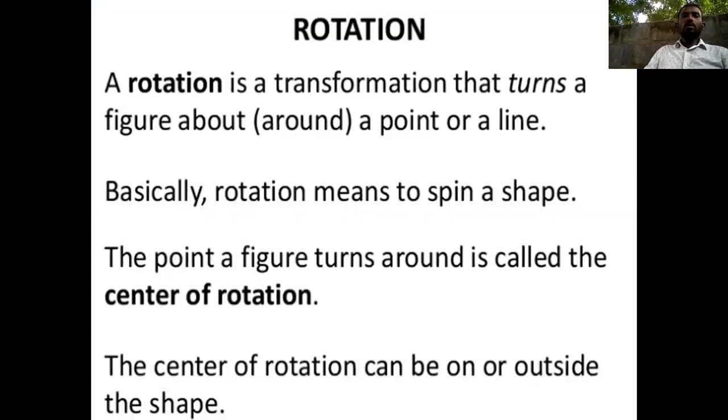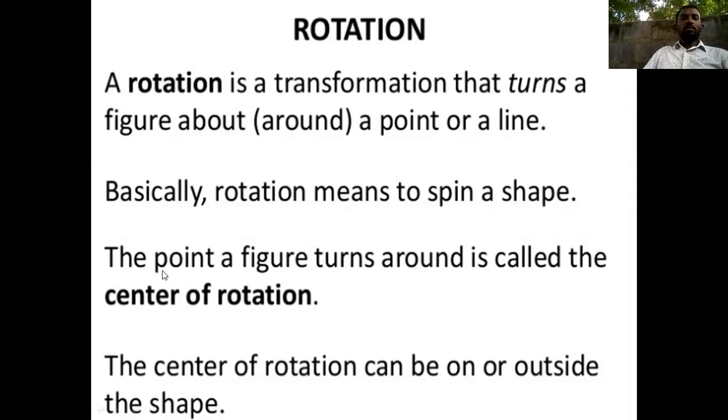Next, see here, rotation. The next transformation matrix is nothing but rotation. A rotation is a transformation that turns a figure about a round or a point or line. So how does this figure turn? It converts around, about a point or line. What happens at this point or line is that it keeps turning. Basically, rotation means to spin a shape. Generally what we call rotation means to spin a shape.